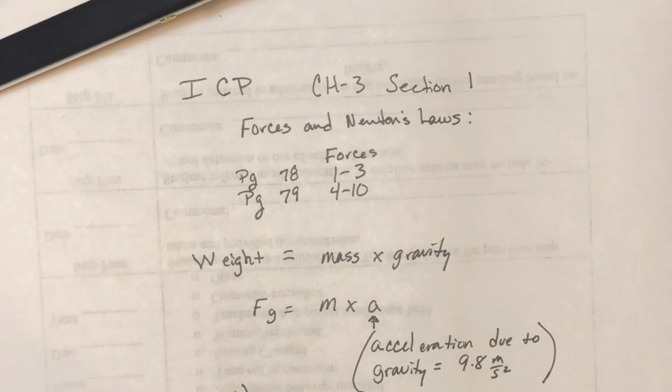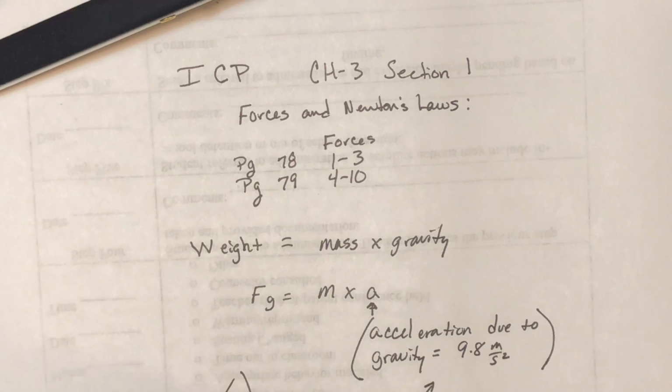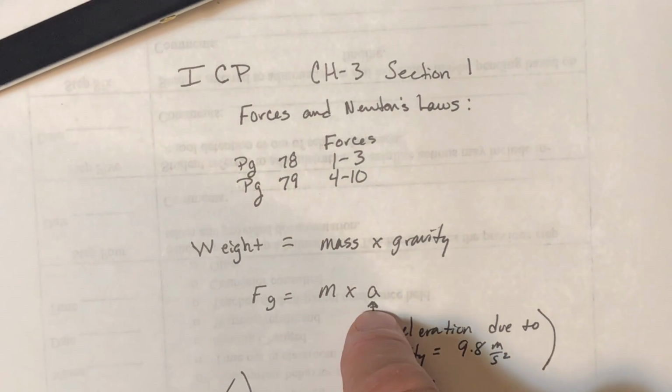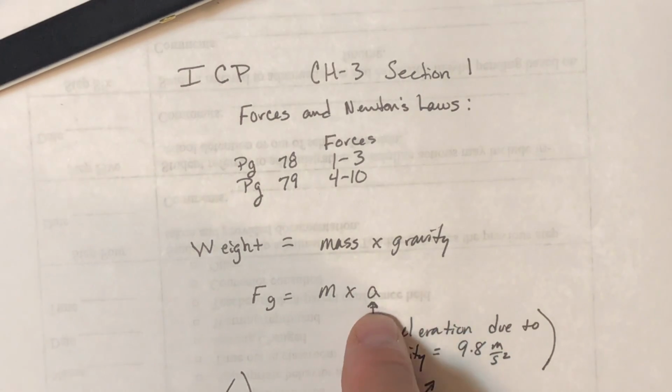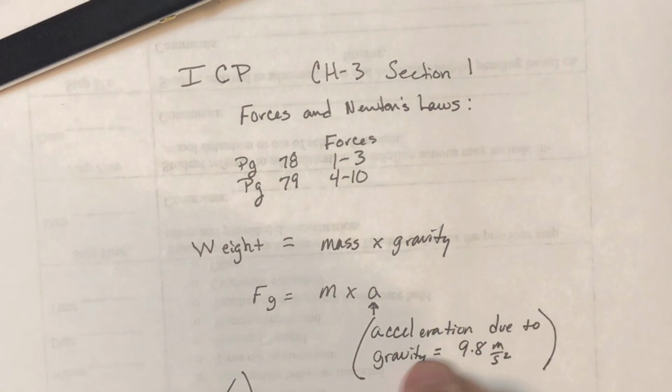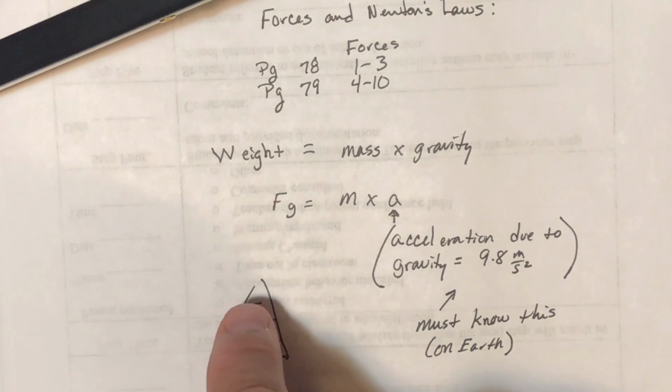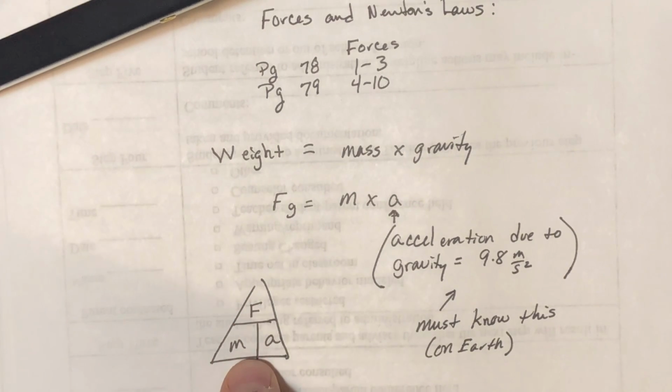In this section, we're going to be working with this formula: the weight is equal to the mass of an object times the gravity, or the acceleration due to gravity. Now here on Earth, the acceleration due to gravity is equal to 9.8 meters per second squared. We expect you to know that here on Earth. We really do. And so the formula turns into this triangle: mass times the acceleration is equal to the force, and that is going to be in newtons. Mass is going to be in kilograms. Acceleration is meters per second squared.